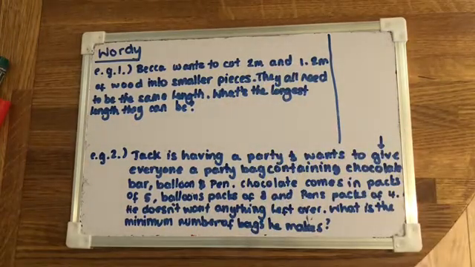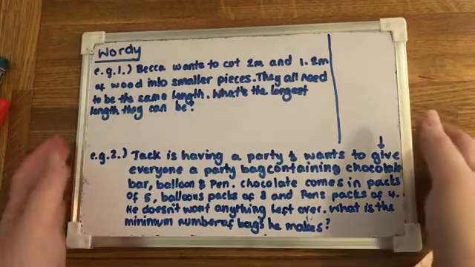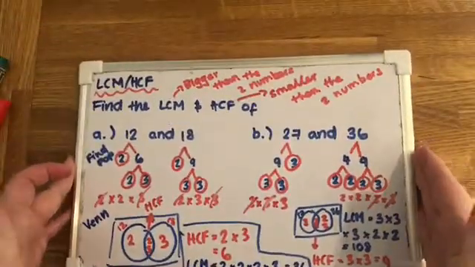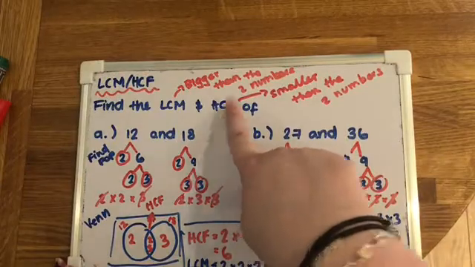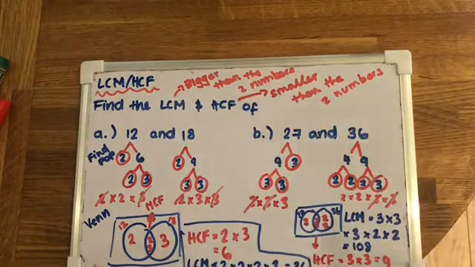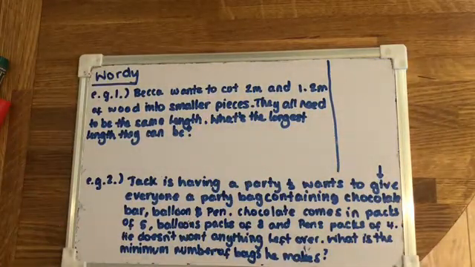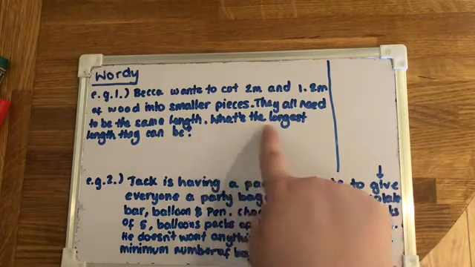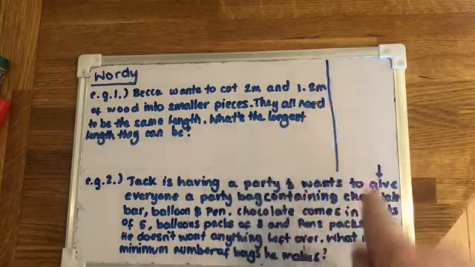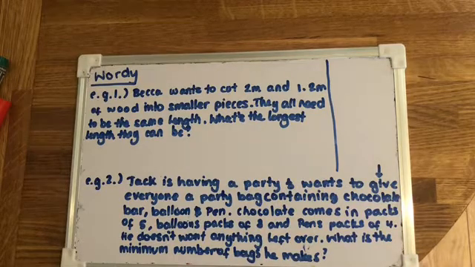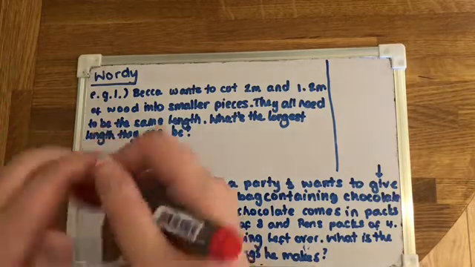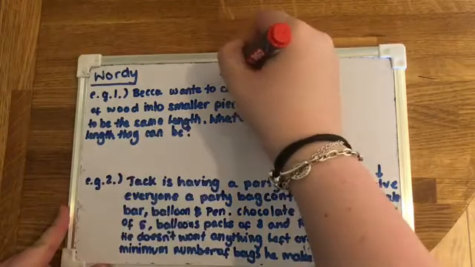Okay, we're cutting them to make them smaller. So what I said at the beginning, the highest common factor will always be smaller than the 2 numbers that we're dealing with, okay? Because if we're cutting it to make it smaller, that means the numbers are going to be smaller. And then it also says at the end, what is the longest length it could be? Longest is similar to highest. So we're actually going to be finding the highest common factor.